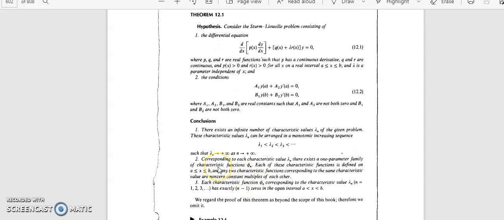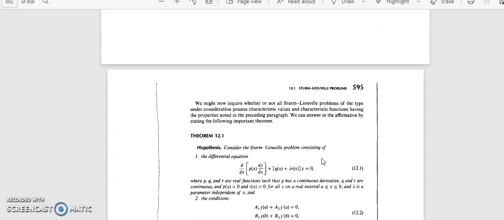And the second conclusion is corresponding to each characteristic value lambda n, there exists a one parameter family of characteristic functions phi n, and each of these characteristic functions is defined on the interval a less than or equal to x less than or equal to b, and any two characteristic functions corresponding to the same characteristic value are non-zero constant multiples of each other. We can see that in all the solutions. So corresponding to characteristic value lambda n, you are getting a one parameter family of characteristic functions.